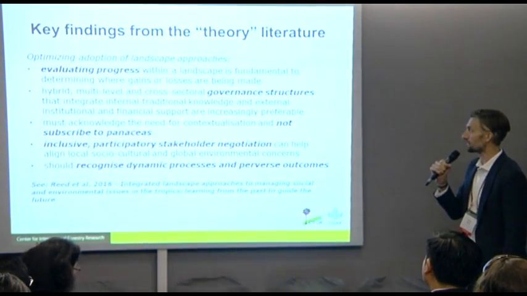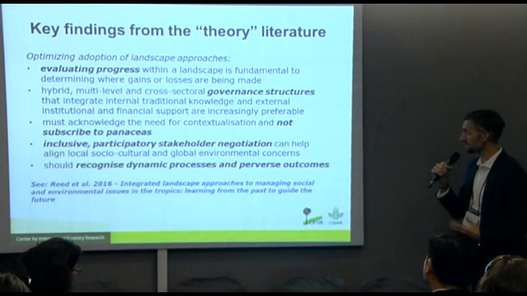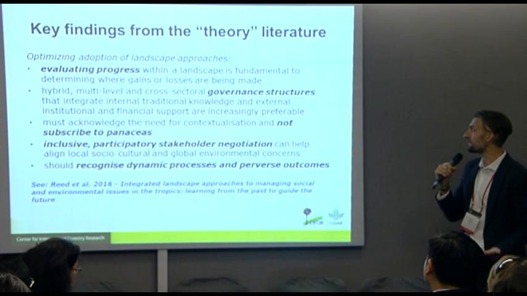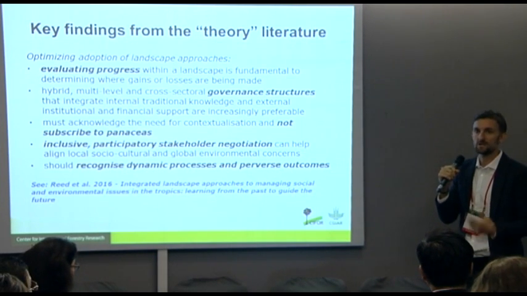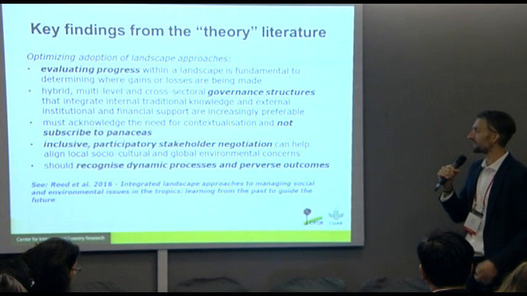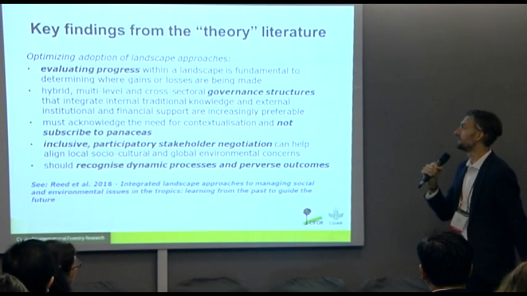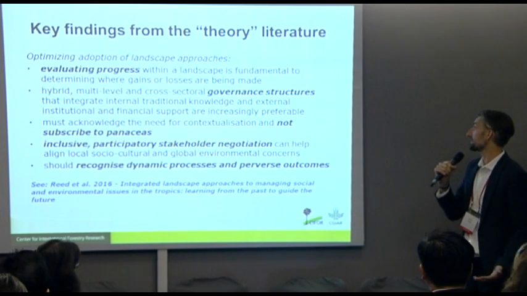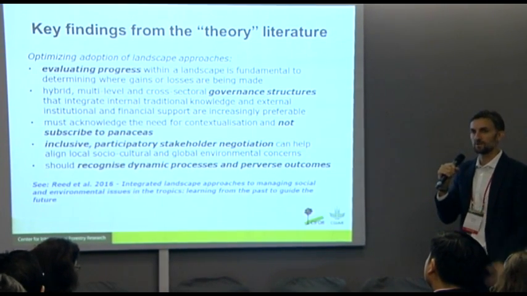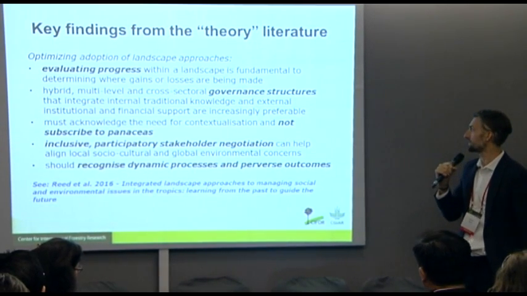So some of the things that we found for optimizing adoption of landscape approaches. The first one, evaluating progress. So the methods that you use to measure what's happening within the landscape, so determining where gains or losses are being made, is basically fundamental to the evaluation of landscape approaches over time. The governance structures: the theory promoted these hybrid structures that married top-down authoritarian approaches with more bottom-up democratic approaches.